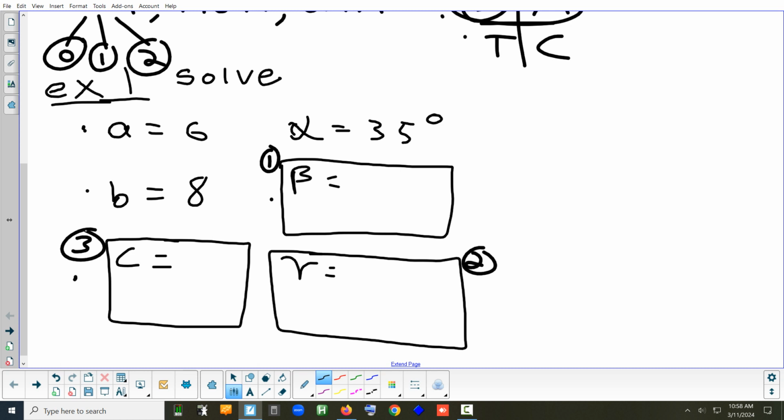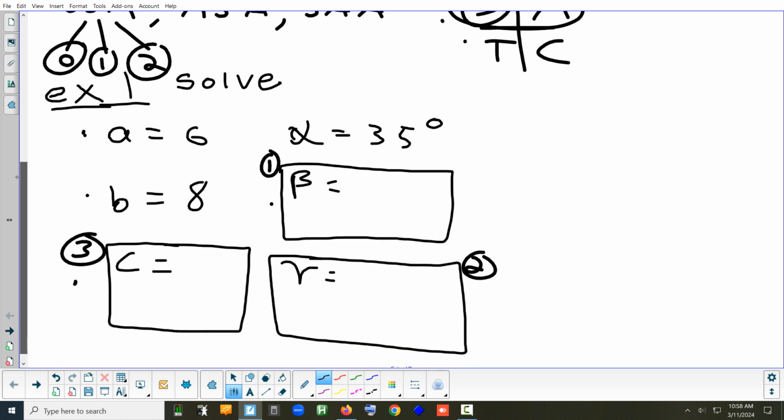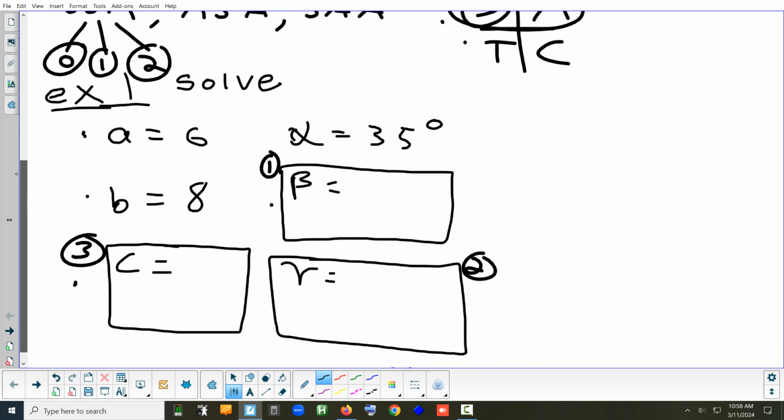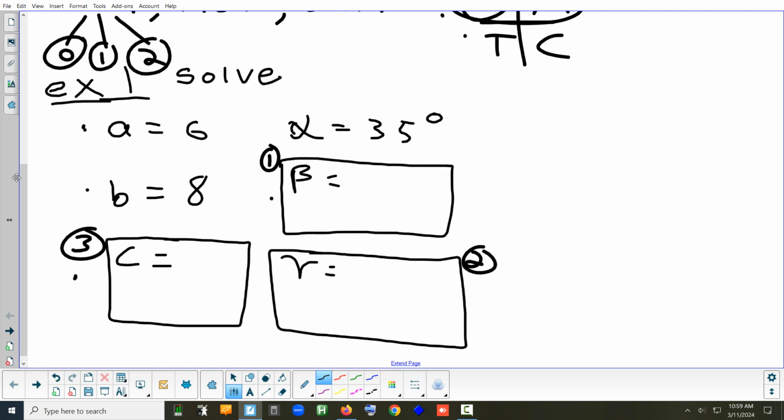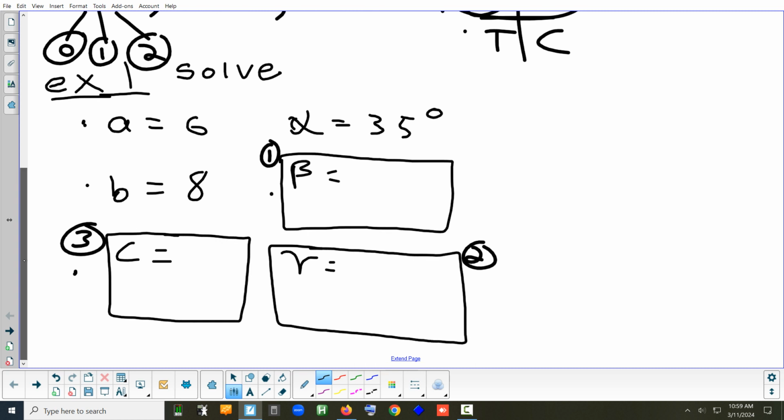Technically, you could do C first, right? How? Pythagorean theorem. No, that only works if we have one angle that's 90 degrees, but we don't have one that's 90 degrees. If you use Pythagorean theorem, you're assuming this is already a 90, and it probably won't be. I guarantee it won't be. You're assuming that either beta or gamma is 90 degrees. It can't be. So let's find beta first, and we're going to set it up with law of sines.